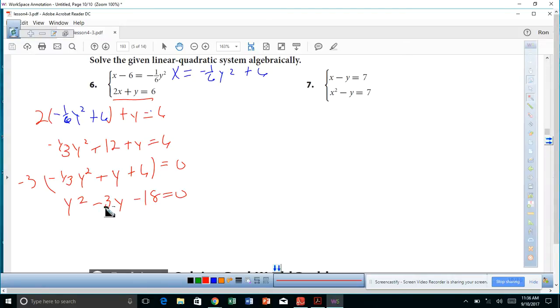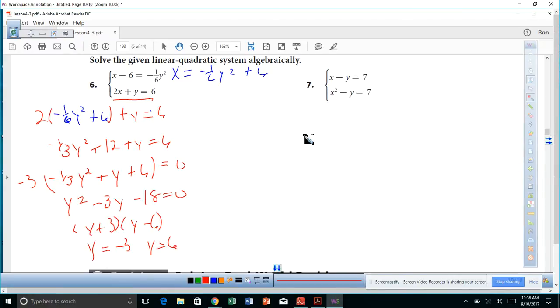Okay, now that I've got that, what are the factors of negative 18 that give you the middle term? How about y plus 3 times y minus 6? Does that work? Let's see. 3 times negative 6, that's negative 18. Yeah, that works. So y equals negative 3, y equals 6.